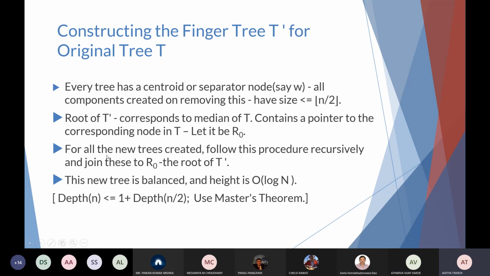Now, suppose we delete this centroid, so new smaller trees will be created. We must follow this procedure recursively, and the root of each smaller tree should be connected to R0. Now, this tree is balanced. How is it balanced? The depth for n points is less than or equal to 1 plus the depth for n by 2 points. Using this, we can show that the height for n points will be order of log n.